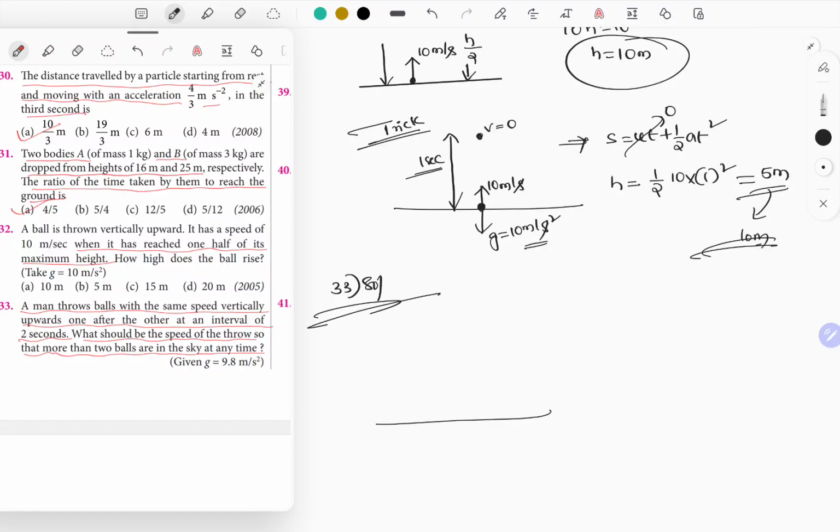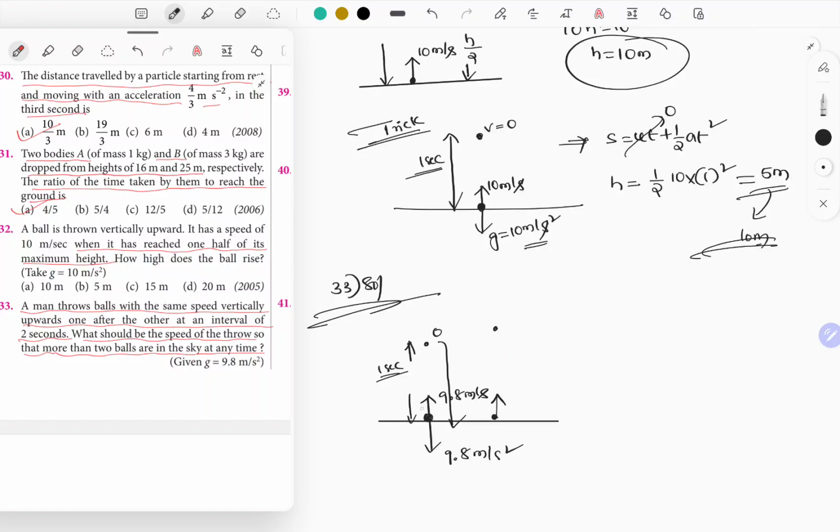Try to understand, guys. If I throw any object with a velocity 9.8 meter per second, acceleration due to gravity is also given, that is just 9.8 meter per second square. That means after 1 second, the object's velocity is going to become zero. So if I throw the next object with the same velocity, one after the other, after 1 second I'll throw one more object. So by the time this object comes down, the other object will be at maximum height.